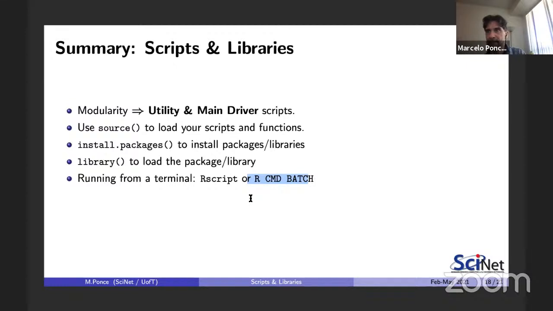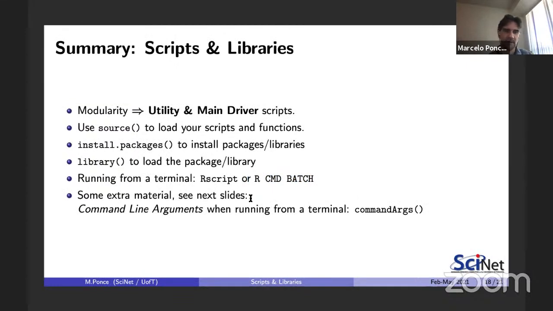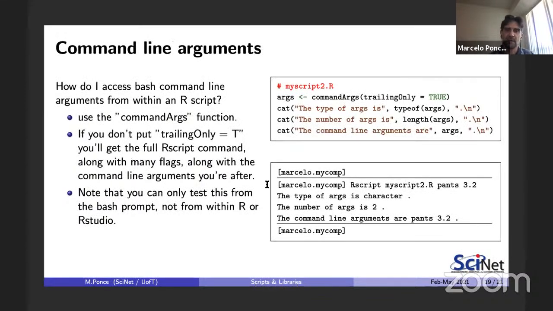Okay, right. If you don't have any questions, I have some extra material in the next slide that I just want to mention to you. It's about what we call command line arguments, and this is when we are running again from a terminal. So this is what happens. I have an example here of a second script called myscript2.r. And now it has this additional line, which uses the function commandArgs, and then it has a parameter saying trailingOnly equal TRUE.